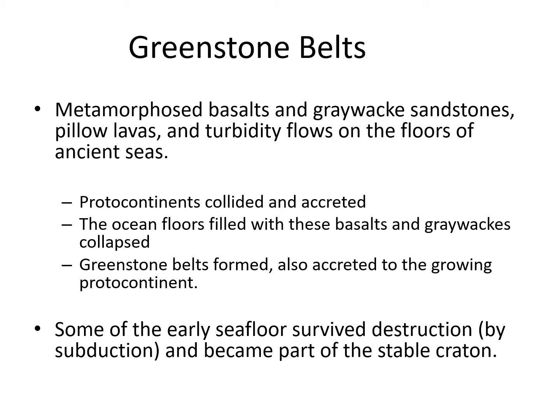meta-sediments, volcanic sediments, and pillow lavas and turbidity flows. And it's this repeating series. If you start dating the ages of the gneisses, which used to be granites, and the greenstone belts, which used to be seafloors, you start finding that the oldest ones are in the center and they get progressively younger outward. That's because you'd collide two continents, and then two more continents, and then two more continents to produce a larger continental mass.